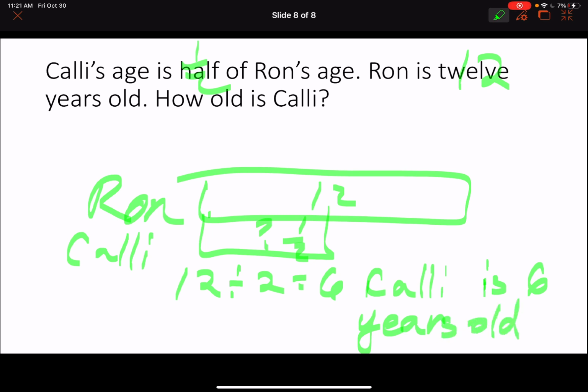I have some problems for you on your sheet, so make sure you go and practice those. If you're having any problems at all, please make sure you're coming to the help sessions.